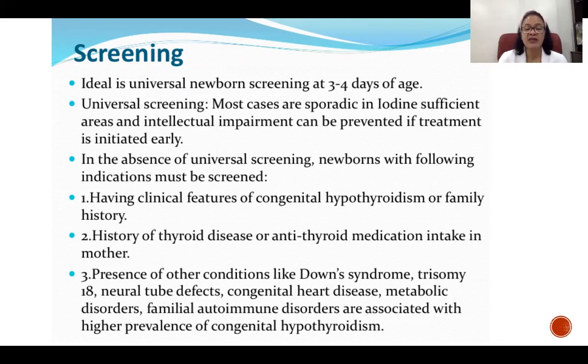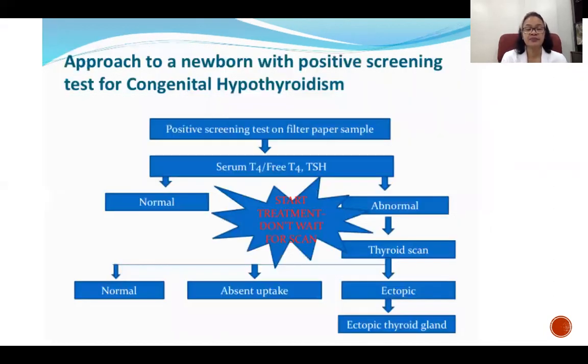So first, having clinical features of congenital hypothyroidism or even a family history of such, a history of thyroid disease or anti-thyroid medication intake in the mother, any presence of other conditions like Down syndrome, trisomy 18, neural tube defects, congenital heart disease, and so on. Okay, so if you have these indications, then ideally, these babies must be screened.